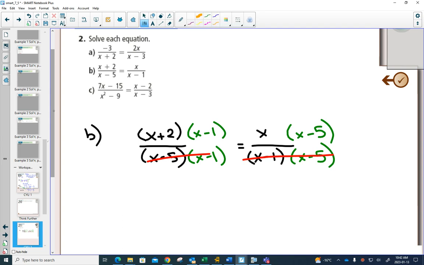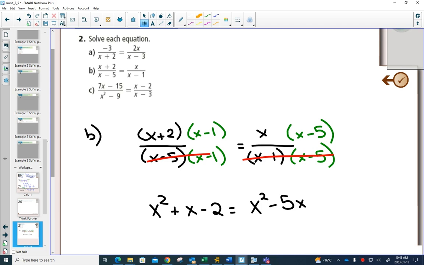If we do this, we're going to get on this side, I'll multiply it out, x squared plus x minus 2, and on this side I'm going to get x squared minus 5x. Multiply both sides out. Is it quadratic? Yes. We've got x squareds on both sides. So let's combine our like terms.